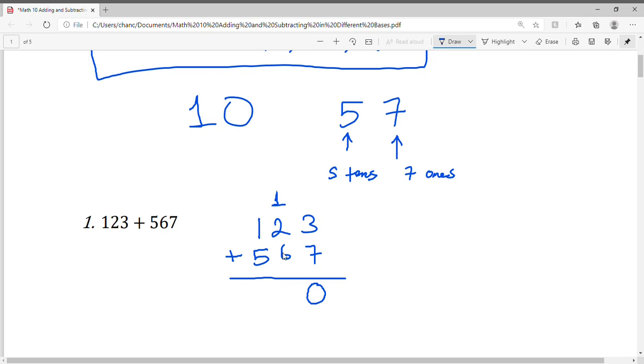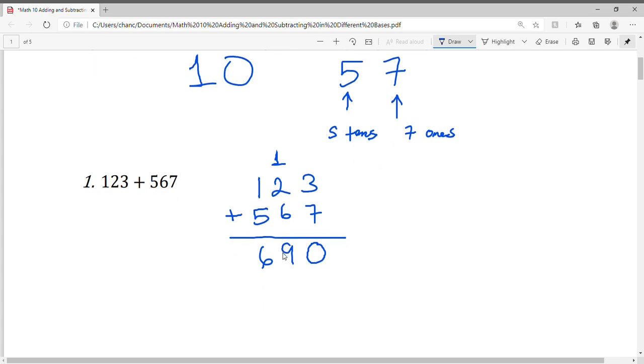Then we add 1 plus 2 plus 6 gives us 9. And then we add 1 plus 5 gives us 6. So 123 plus 567 is just 690, which means we have 6 hundreds, 9 tens, and 0 ones. That's what this number represents.